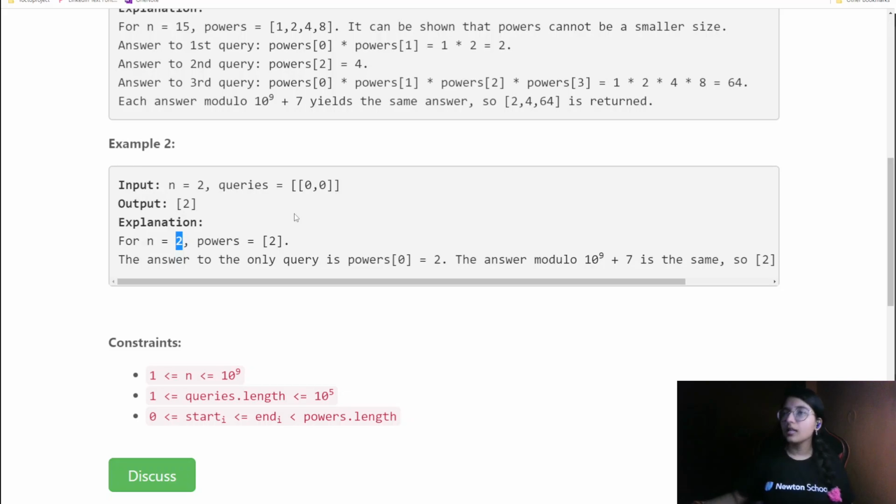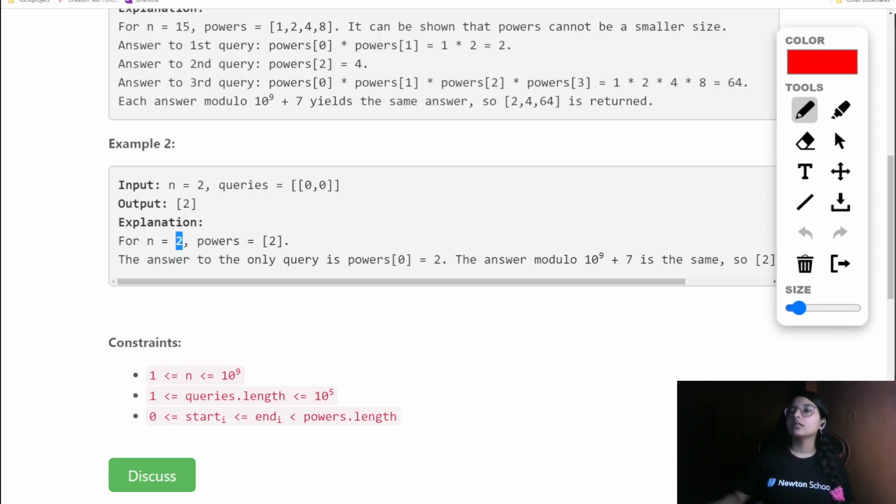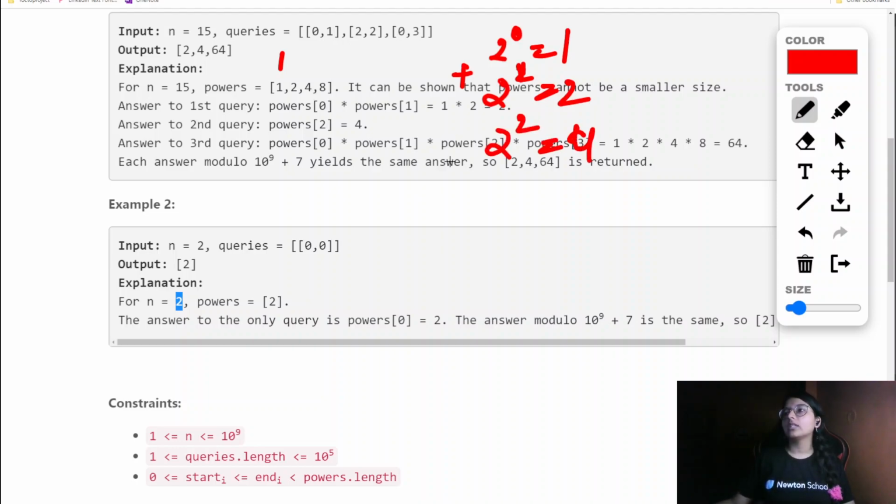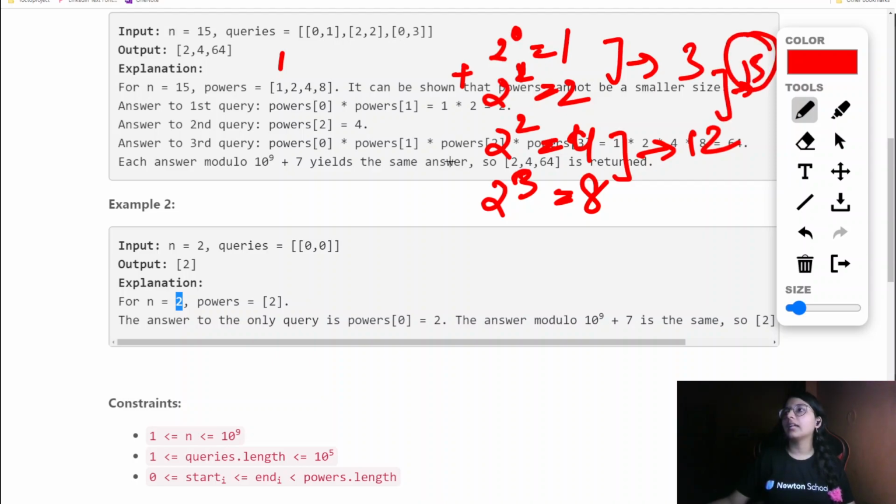What I mean to say is, see, for the previous example, for 15, this 2 raised to power 0 is equal to 1. So this one is also a power of 2, right? Then plus 2 raised to power 1 equals 2. Then 2 raised to power 2 was equal to 4. Then 2 raised to power 3 was equal to 8. So after adding them up, it's 12 after adding 3, and then it is 15, right? So this was being stored in our powers array.